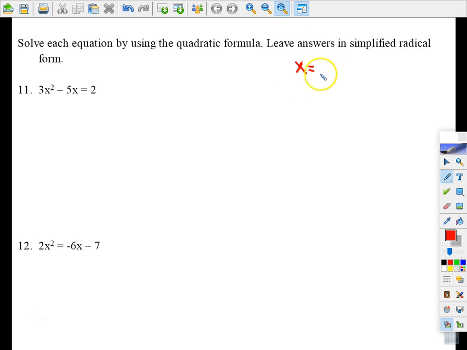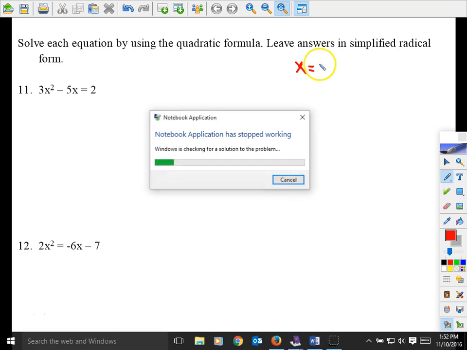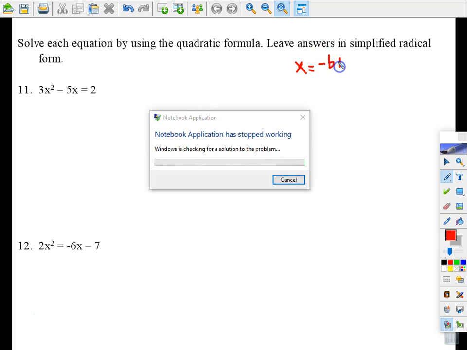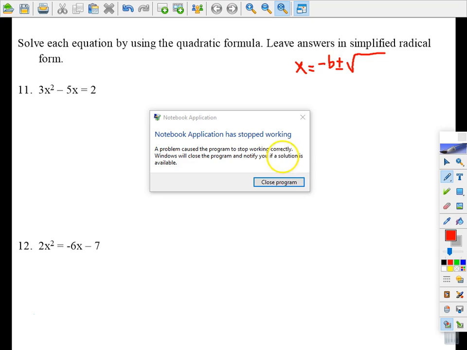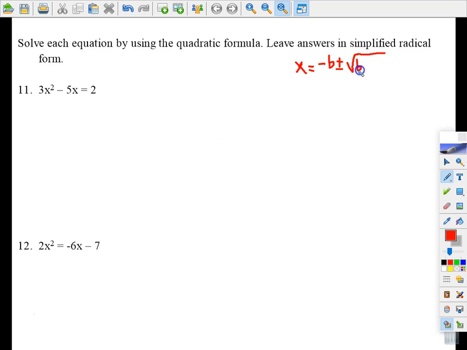Well, here it is. Here's the quadratic formula. It's the opposite of b plus minus the square root of b squared minus 4ac all over 2a. All right, so we mentioned in class that this is used to solve quadratics that are in standard form, equal to 0. Well, number 11 is not equal to 0.